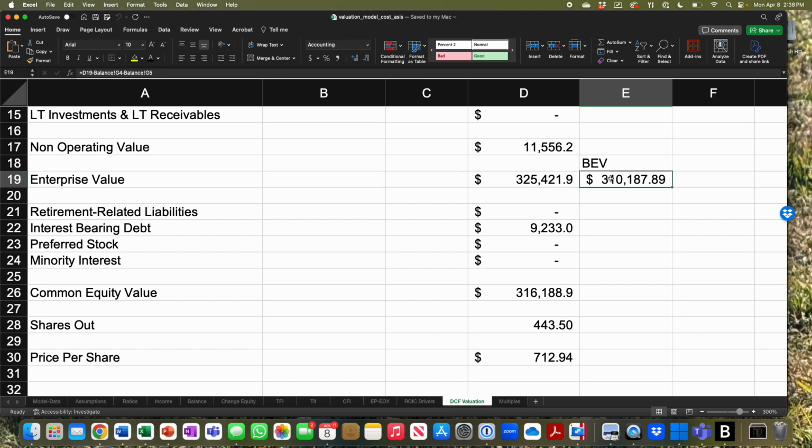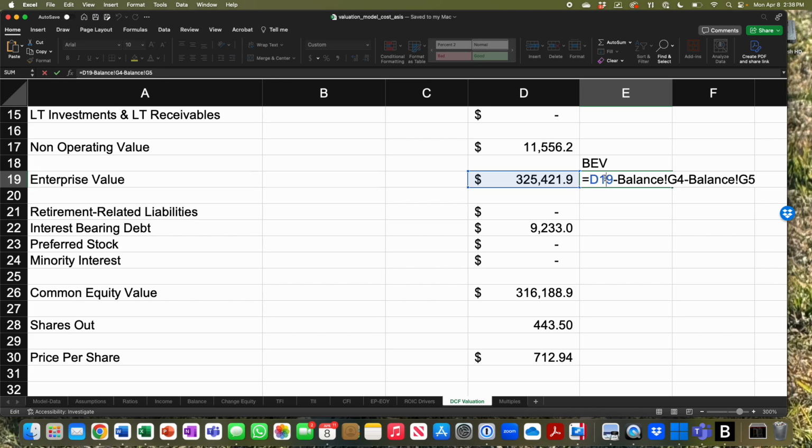So what Bloomberg uses is debt plus equity, which is, by the way, what we call enterprise value. So our formula is D19 minus all of the cash. Again, in Bloomberg, they don't separate operating and excess cash. They use the concept of net debt, debt minus all cash. So we're going to do that.